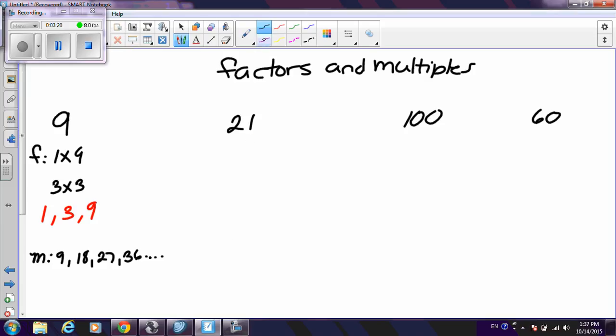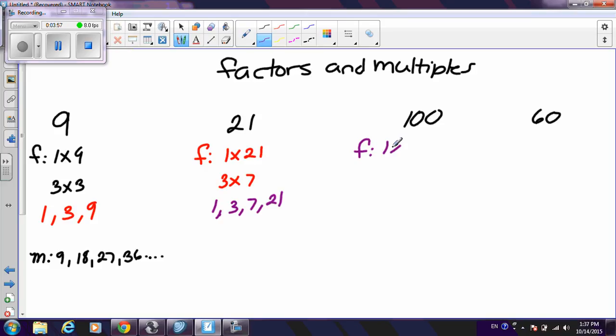Now, let's do number 21. Alrighty, let's do the factors of 21. So what are the factors of 21? Well, we know that 1 times 21 is a factor. There's no 2's, but we have a 3. 3 times 7. Okay, and there are no other factors. So our factors of 21 are 1, 3, 7, and 21.